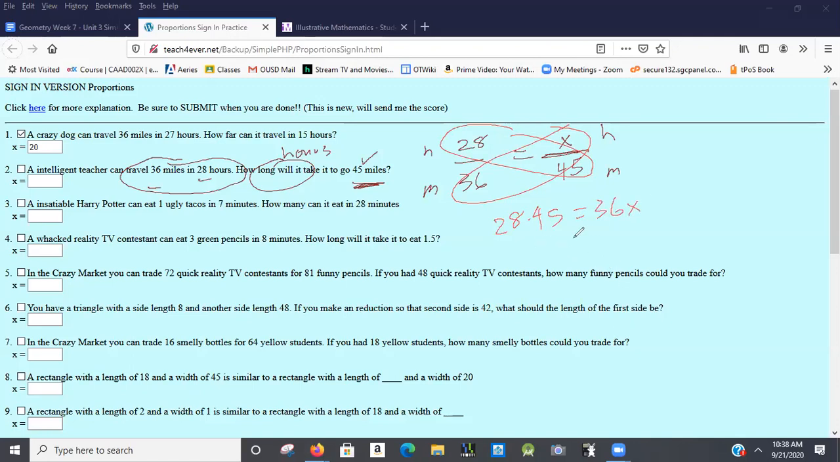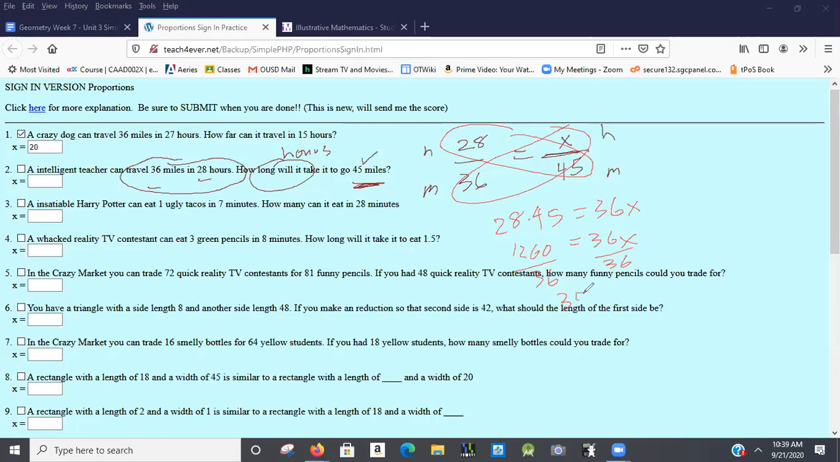If you get fancy, you can do this all in one step, but I'm going to do it in 2 steps so you can see. Okay, if I've multiplied correctly, this is 1260. That's equal to 36x, and I want x alone, so I'm going to divide out the 36. And when I do that, I get 35.